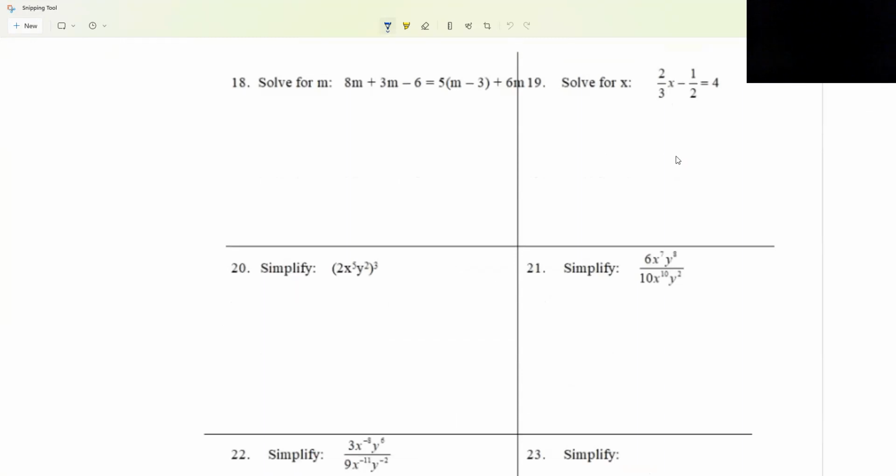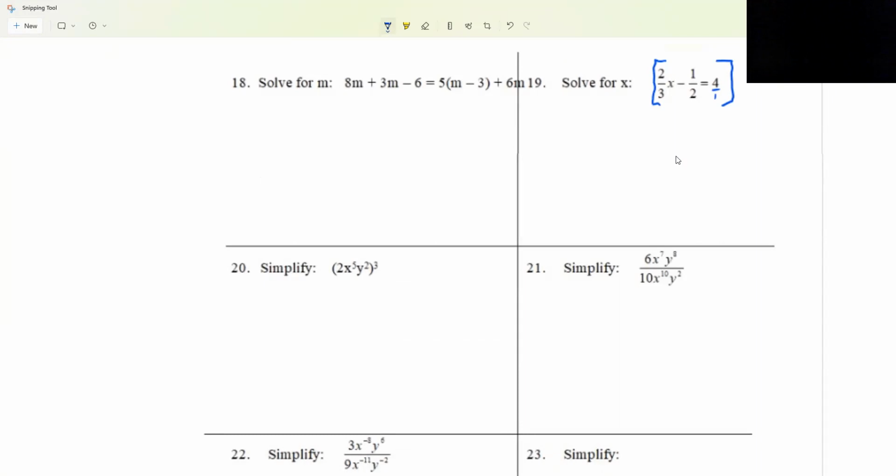Right. Number 18 is the same as the one we just did. So I'm not going to redo it here. Number 19, they want you to solve. Remember, this is a fraction. You want to get rid of that fraction. Okay. It'll make things a lot easier.